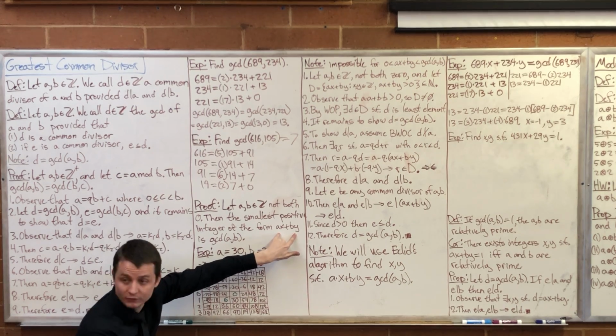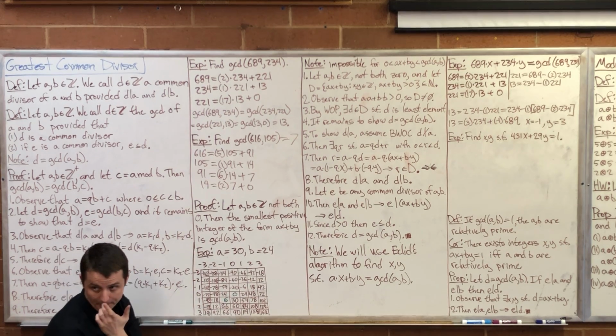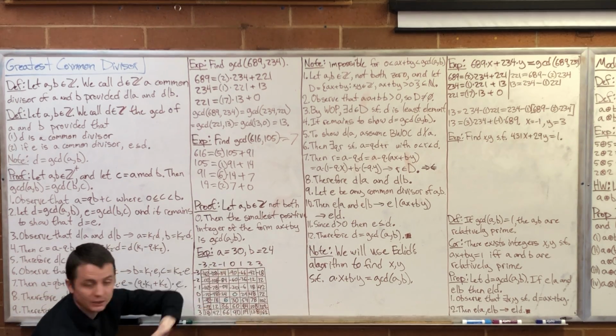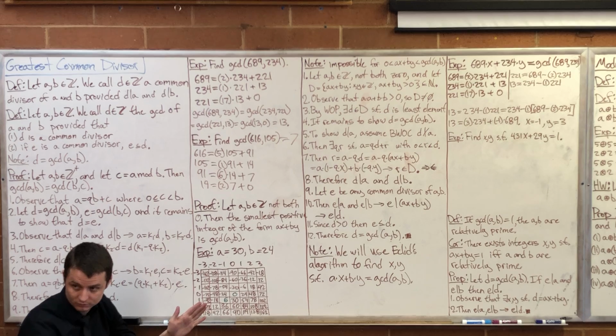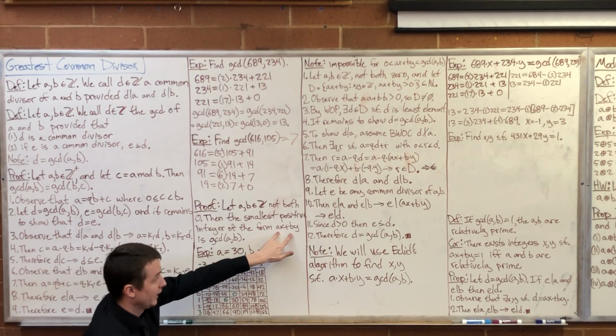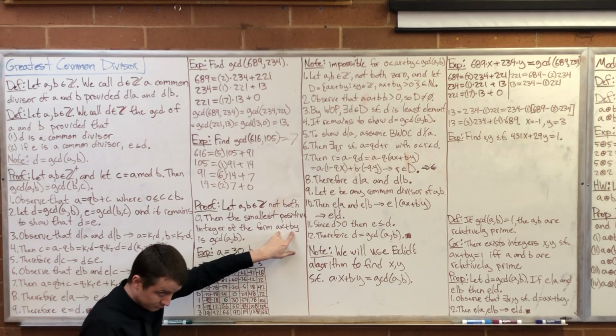The smallest positive number that comes out of here is the GCD of a and b. Okay. Let me give you a more concrete example to help it sink in before we prove it. Let's say that a is 30 and b is 24, just two numbers. With me so far? So now we're going to look at ax plus by for just a bunch of integers.